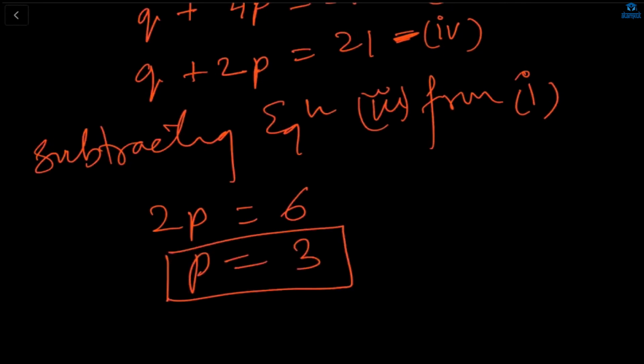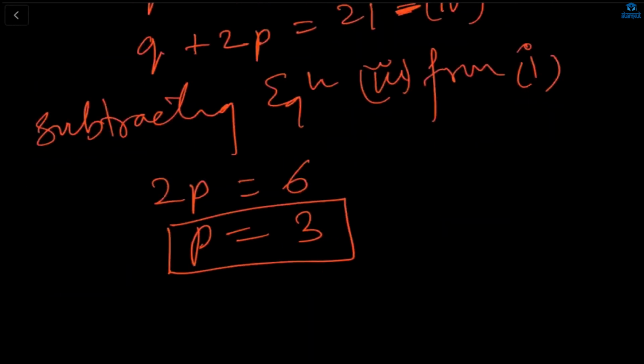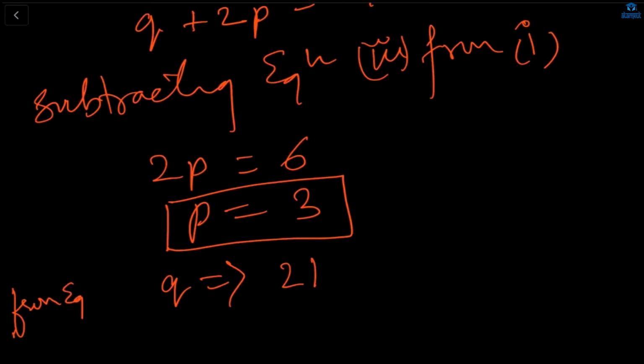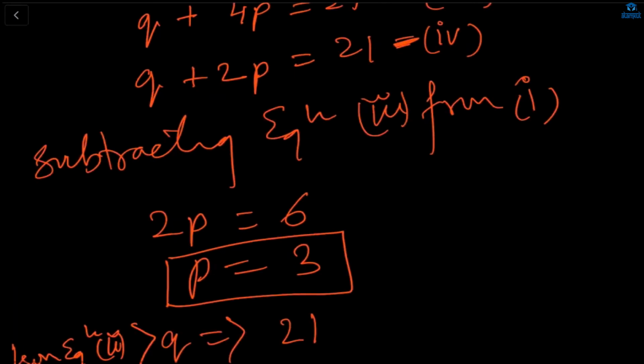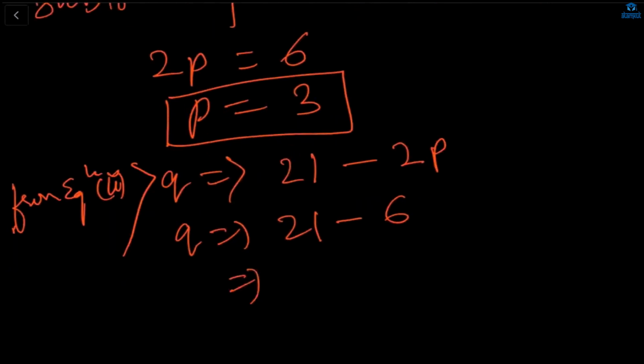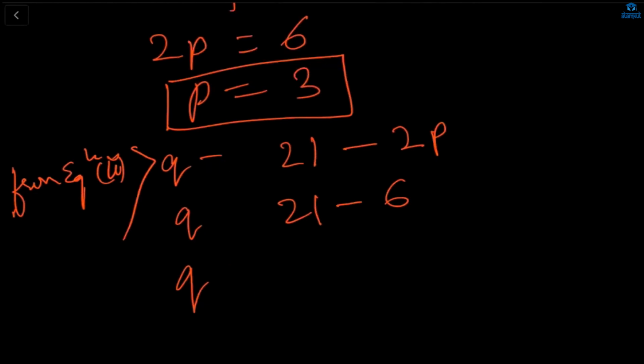Now from this p is equal to 3, we are going to find the q value. How can we find the value of q? From the second equation, q is equal to 21 minus 2p. So q is equal to 21 minus 6, and the equal sign will be here. q is equal to 15. So we have got the value of q as 15.